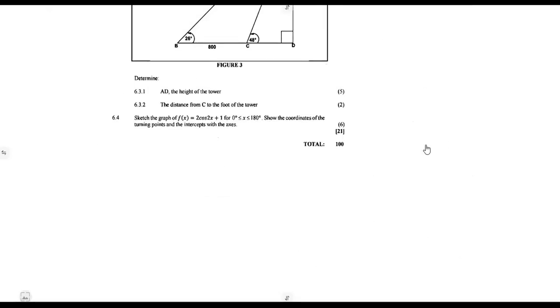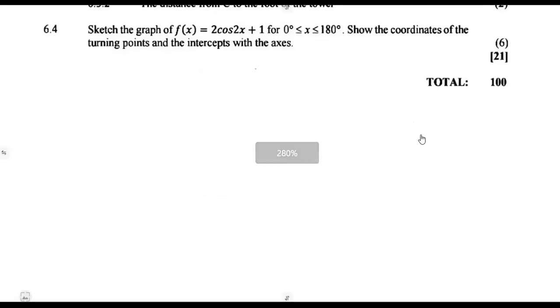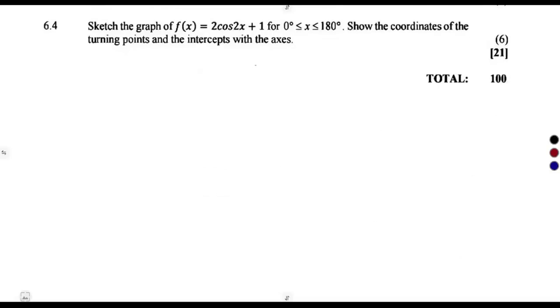Then focusing on 6.4, sketch this graph. We are being asked to sketch f of x. So that's our 6.4. Our f of x is equal to 2 cos 2x plus 1 from 0 to 180. Show the coordinates of the turning point and the intercepts with the axis.